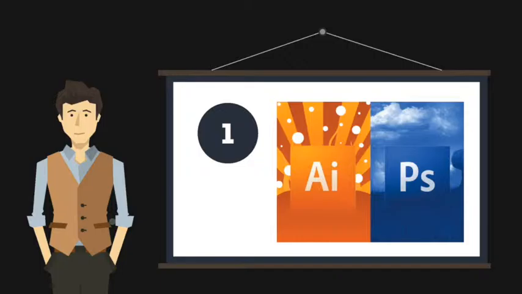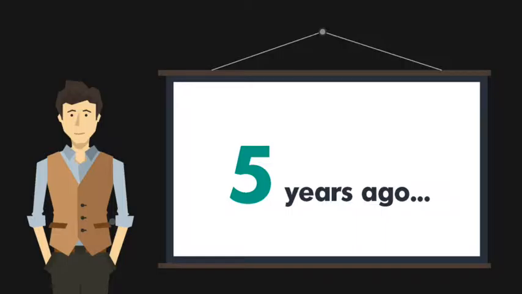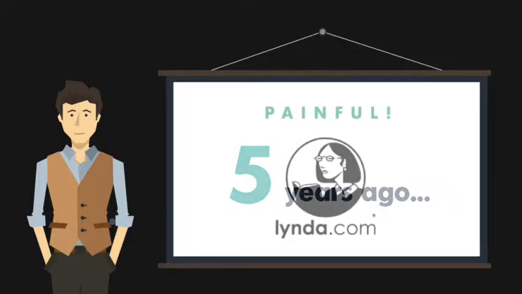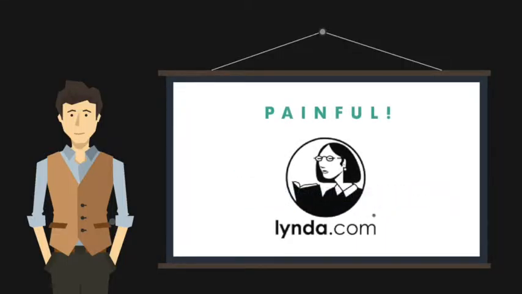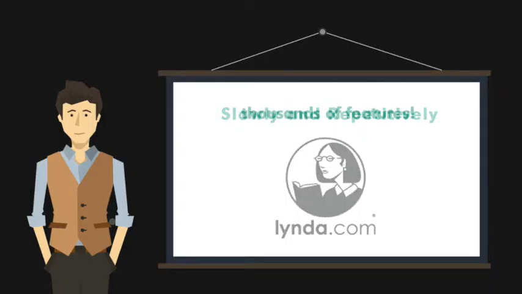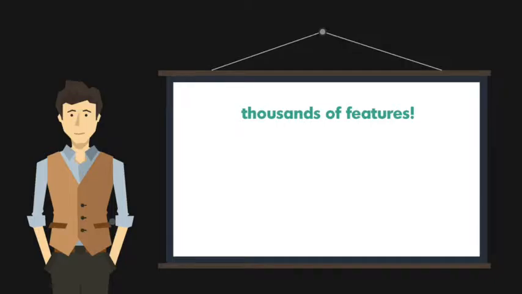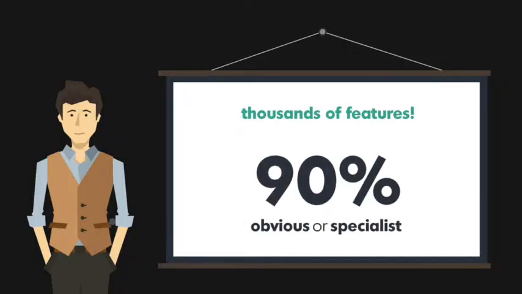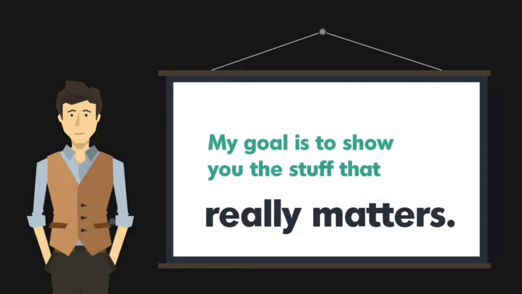The first step is purchasing an Adobe Illustrator and Photoshop license. 5 years ago, I learned how to use Illustrator and Photoshop the hard way by suffering through hours of painfully tedious Linda videos that explain every single Adobe feature very slowly and repetitively. Photoshop and Illustrator have literally thousands of features. 90% of those features are either so obvious they don't need to be explained, or they are so specialist that you'll probably never even need to use them. My goal is to show you the stuff that really matters.